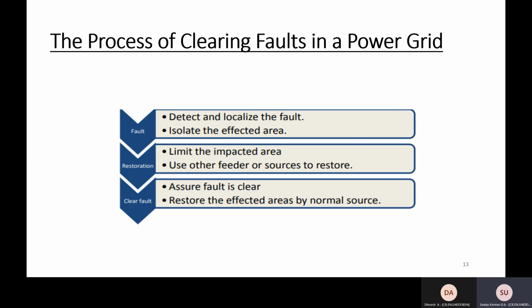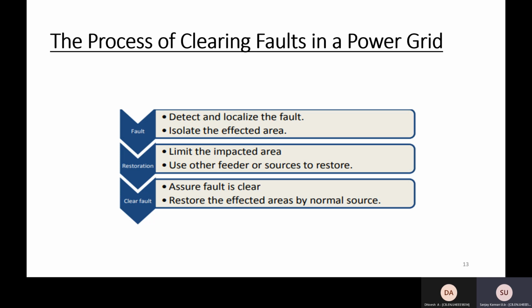Now coming to the process of clearing faults, initially it has three stages: fault, restoration, and clearing faults. During the fault, we initially find the fault and try to locate it. And after finding the fault, we will isolate the affected area, and we will make sure that this fault does not spread above the affected area.